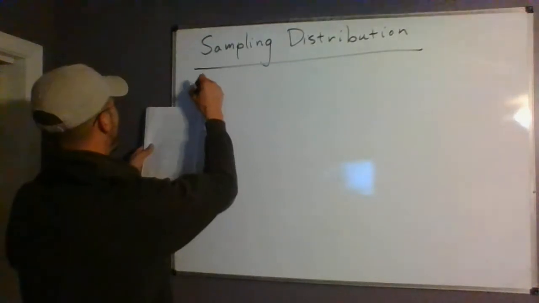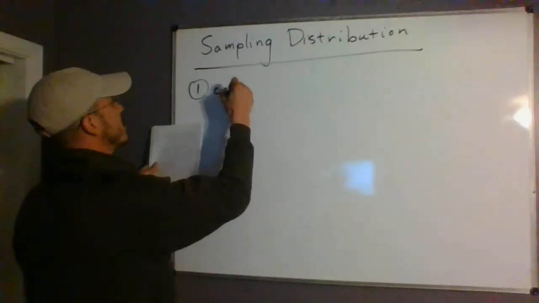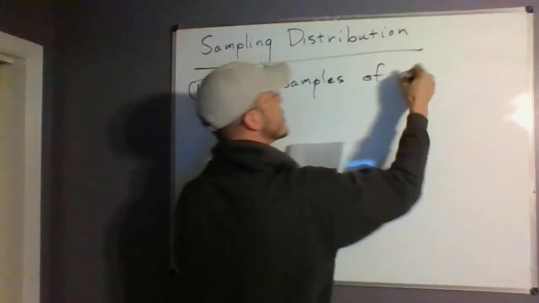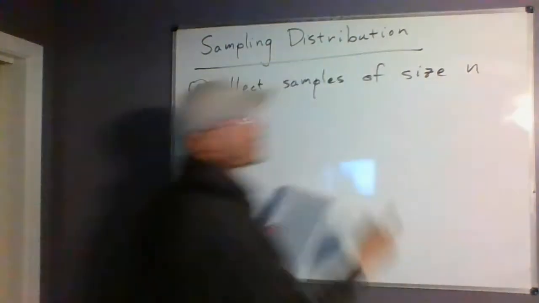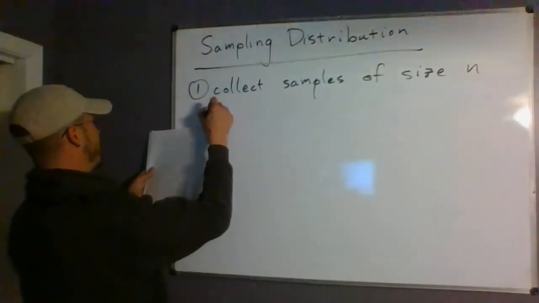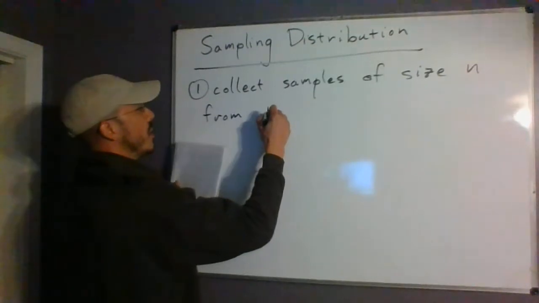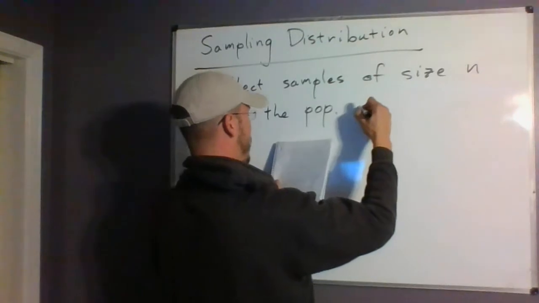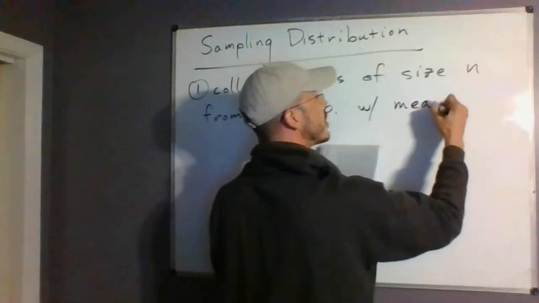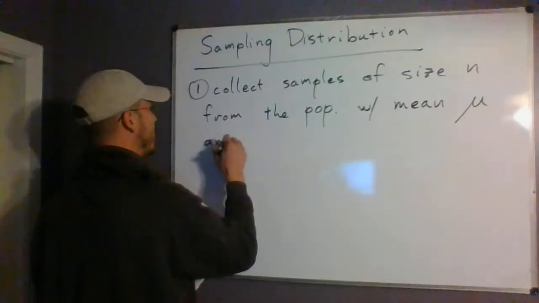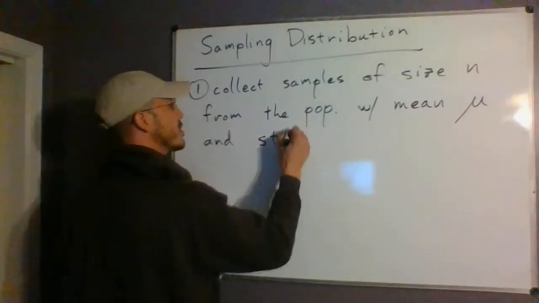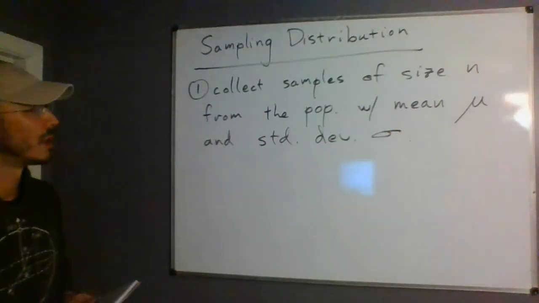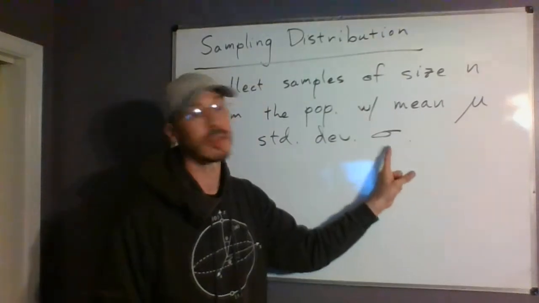First of all, collect samples of size n, little n is the sample size, from the population, whatever that may be, with mean mu and standard deviation sigma, as usual. Now this is the mean of the population, and this is the standard deviation of the population.